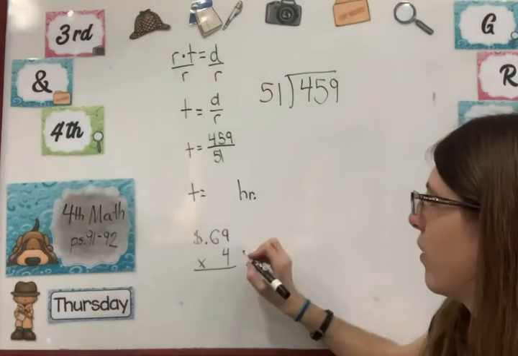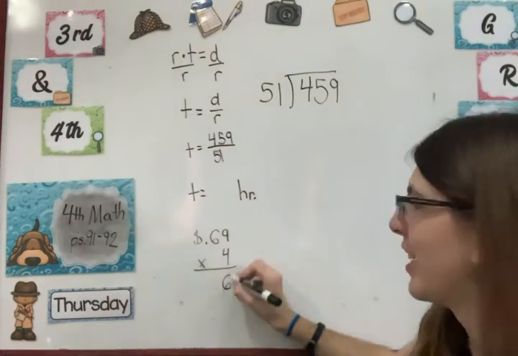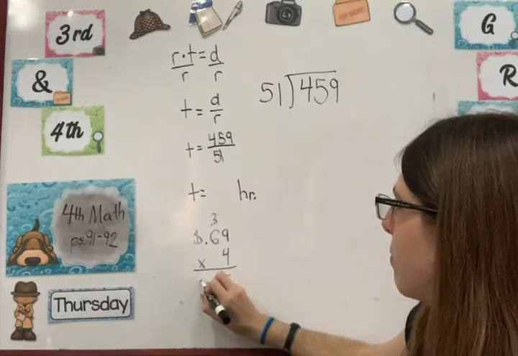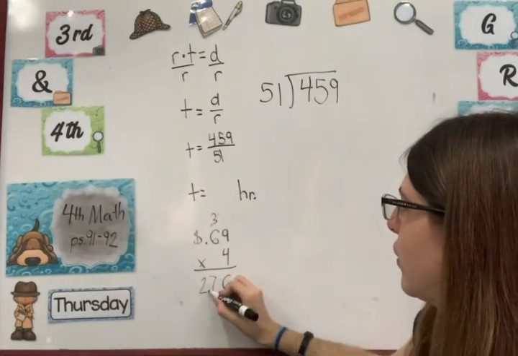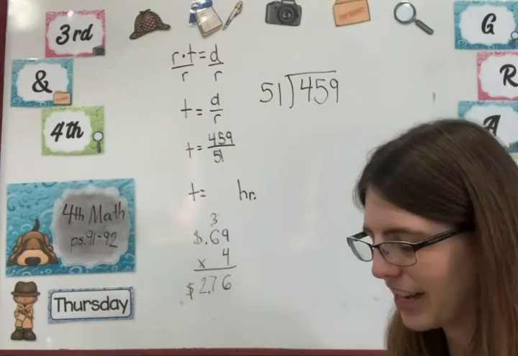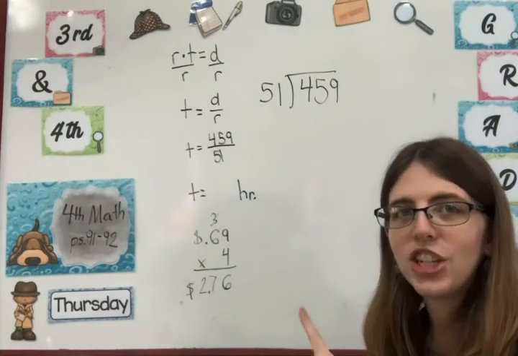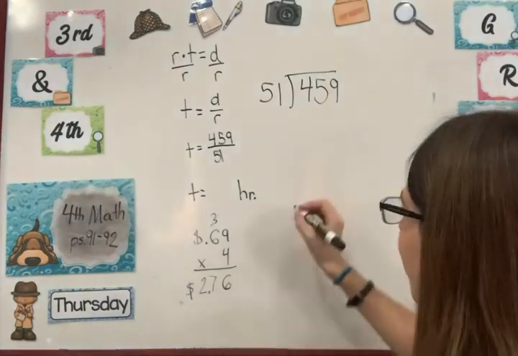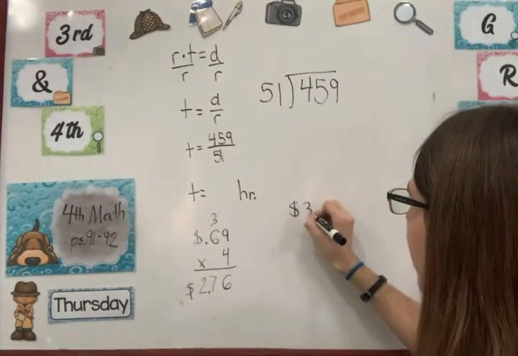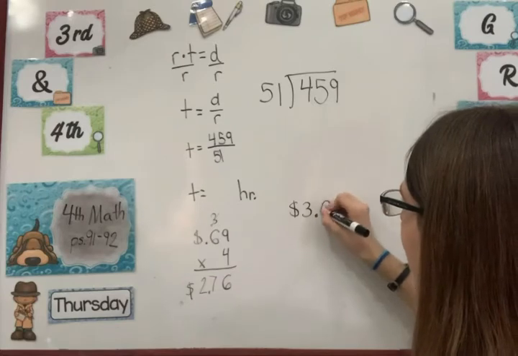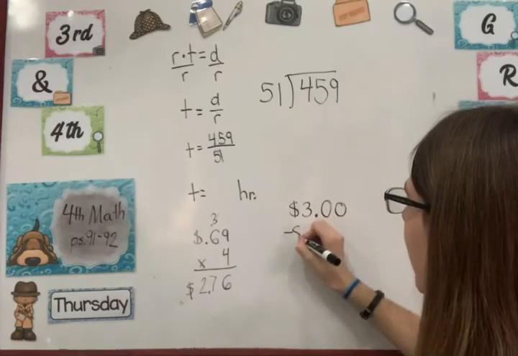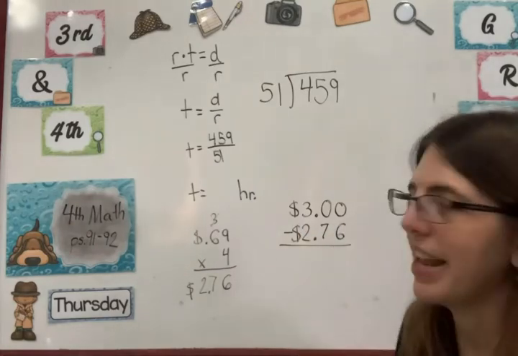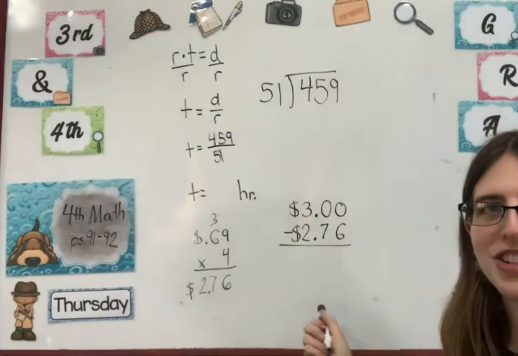So what do we get? 4 times 9 is 36, carry my 3. 4 times 6 is 24, plus 3 is 27. So I get $2.76. But I'm not done. That's just the cost of the orange juice. Now I need to find out how much change. So that would be her $3 that she has to spend minus the $2.76 that she did spend. And that will be your change.